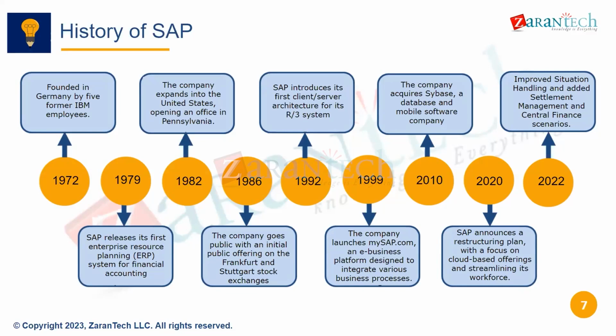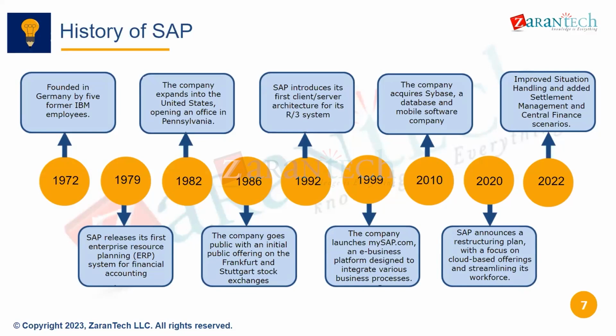Then in 1982, SAP expanded its branch into the United States, with its first office in Pennsylvania. And in 1986, the company went for the initial public offering on the Frankfurt and Stuttgart stock exchanges.